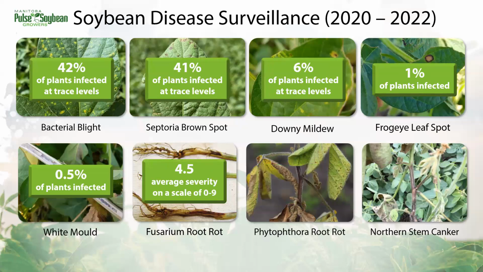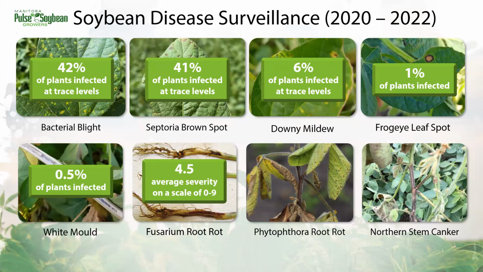Within those infected fields, the impact of these different diseases on yield comes down to how many plants are infected in the field and how severe that infection is. So we do find a lot of plants infected with bacterial blight and septoria brown spot within the field, but it's often at trace levels, which means that it's the odd leaf that's infected on a plant. Downy mildew, frog eye leaf spot, and white mold have also been quite low on average within the field.